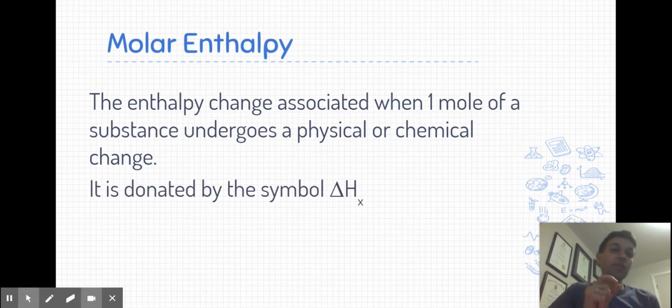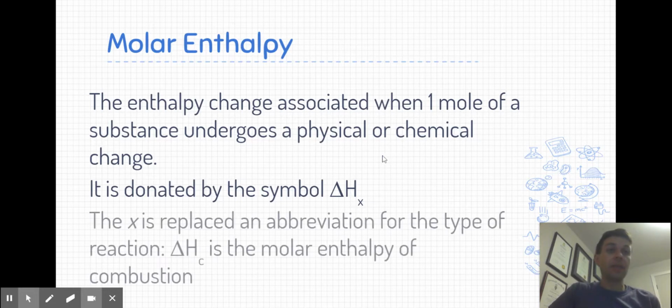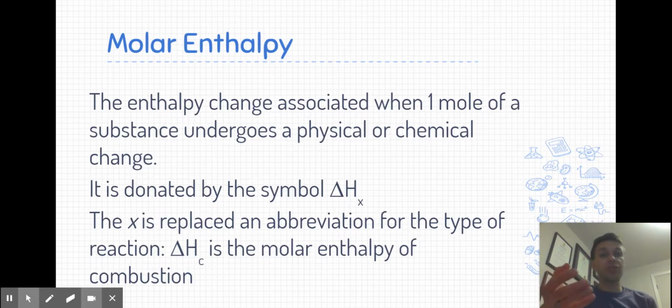We distinguish molar enthalpies from a regular enthalpy of reaction by using a subscript after the delta H. In general, we just use an X. However, when we have specific types of molar enthalpies, we use either a letter or an abbreviation. So for example, delta H with a subscript C is the molar enthalpy of combustion.